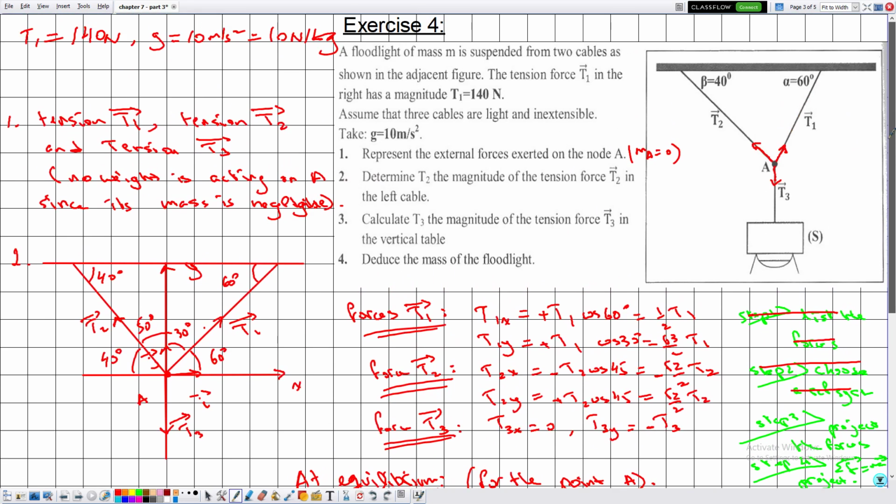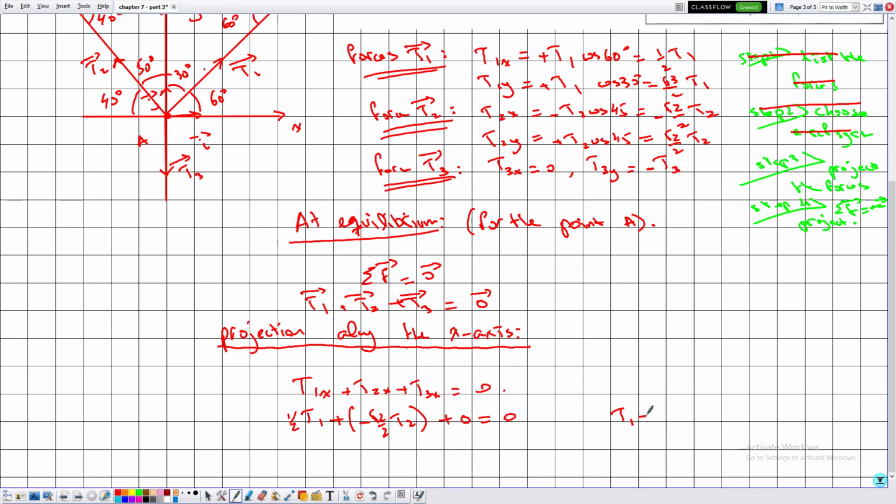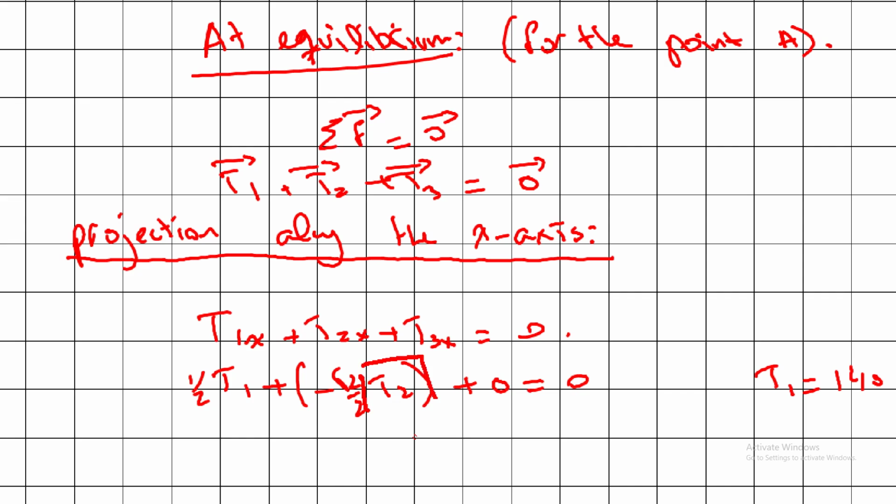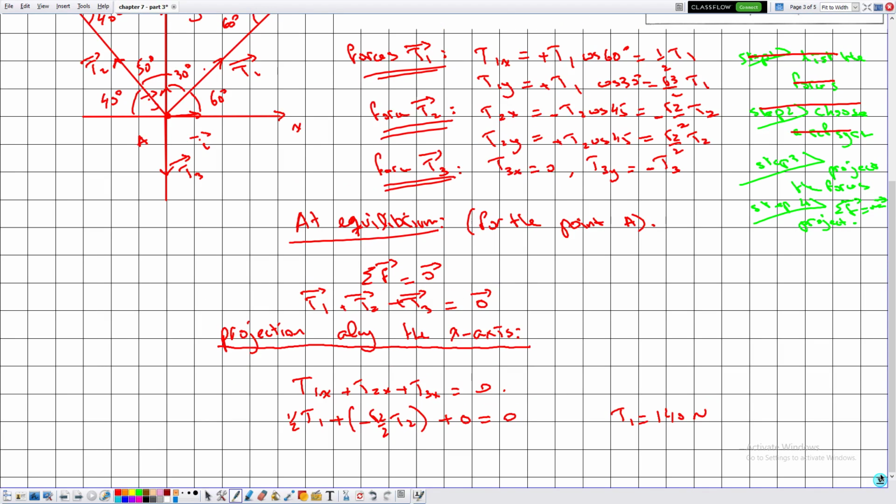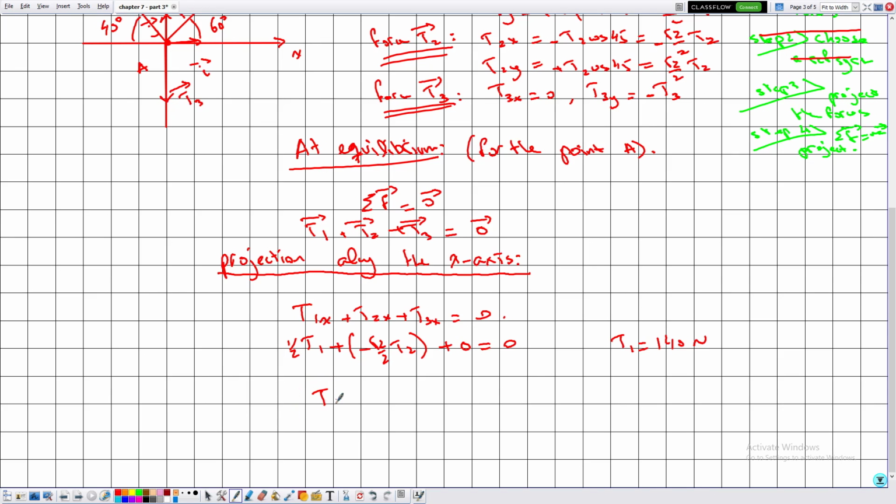Now we have the value of T1, which is given by 140 newtons. So in this case, what's the type of this equation? Linear equation of one unknown. The unknown is T2. How do we solve it? We put T2 on one side and other numbers on the other side. So T2 is given by half T1 divided by radical 2 over 2. So T1 divided by radical 2, which is equal to 140 divided by radical 2. Plugging this on the calculator, then the value of T2 is given by 98 or let's say 99 newtons. So the value of T2 is given by 99 newtons.